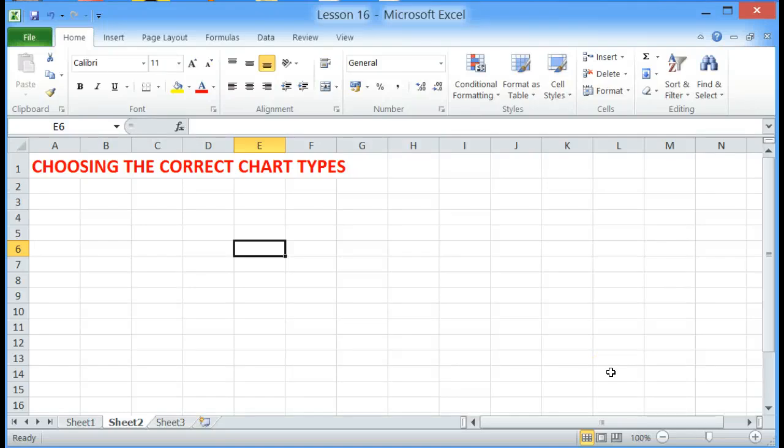Welcome to Lesson 16 of Microsoft Excel 2010. In this particular lesson, we are going to look at choosing the correct chart type for the information that you have in your spreadsheet.